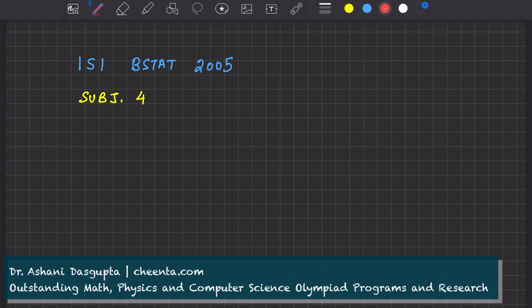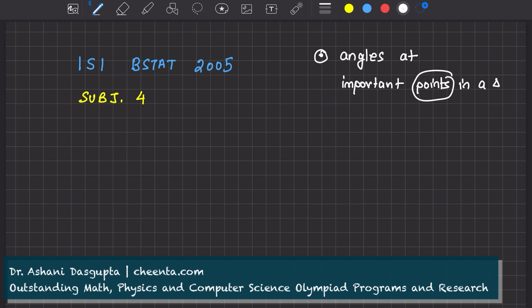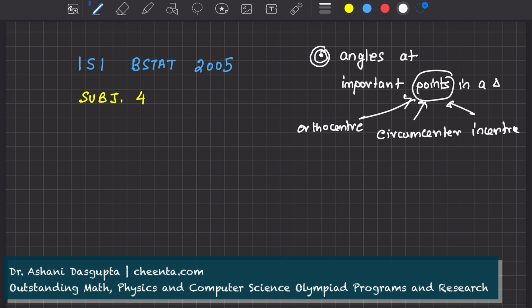And there are a few concepts that we will learn today. First of all, we will learn about angles at important points in a triangle. So by important points, I mean the circumcenter, the incenter, and the orthocenter. So these will be useful in other problems as well. So make sure you learn them carefully.